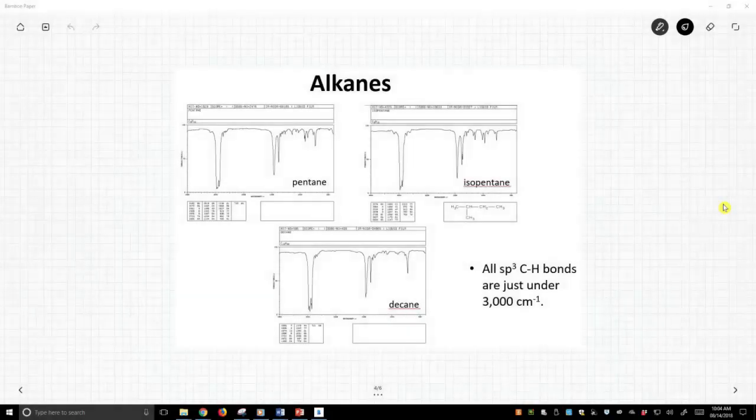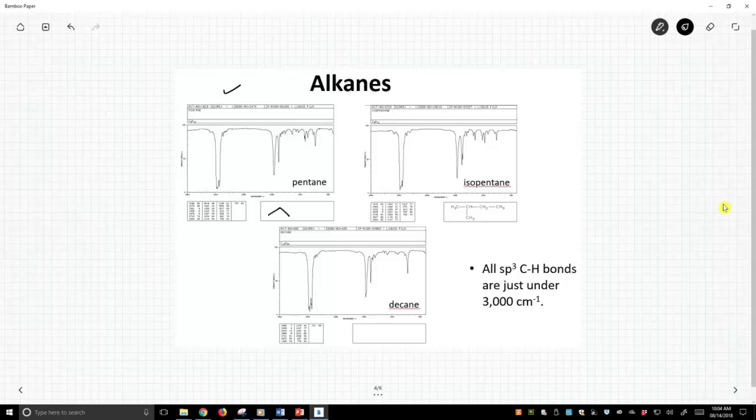Okay, let's look at some really simple functional groups. We're going to talk in this video about hydrocarbons. So, alkanes, these are the simplest organic molecules we have. And I have 3 spectra on this slide. You might want to make this full screen so you can be sure to see what I'm pointing to. But this first spectrum in the upper left is pentane.